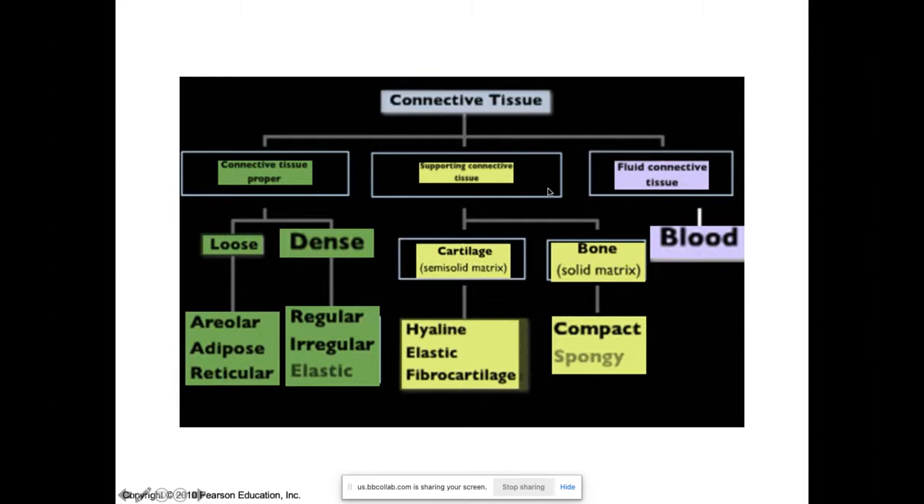Again, just another way of organizing. Again, there's connective tissue proper, supporting, and fluid connective tissue. And then you just drag and drop in another way. So under connective tissue proper was loose and dense connective tissue. Under loose was areolar, adipose, and reticular. Under dense was regular, irregular, and elastic. Under supporting is cartilage and bone. Under cartilage, the three flavors, hyaline, elastic, and fibrocartilage. Under bone was compact and spongy. We focused primarily on compact, that had the concentric lamellae, the lacunae, the osteocytes, etc. And then blood was the red blood cell, white blood cell, and platelet.